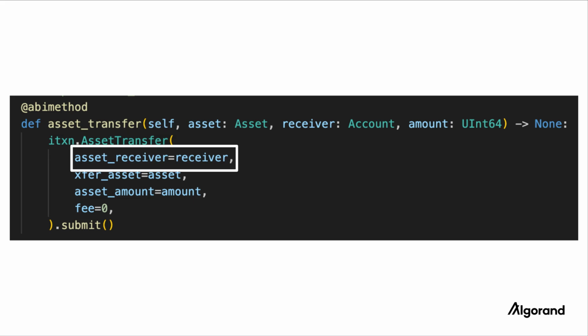Asset receiver field specifies which account will receive the asset. Here we're setting asset_receiver to the receiver variable, which is an account type. You can also put the account address string here.